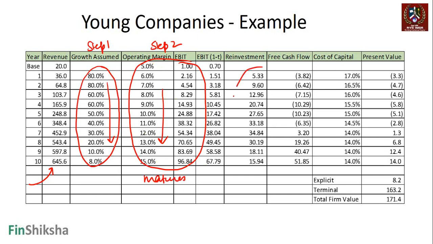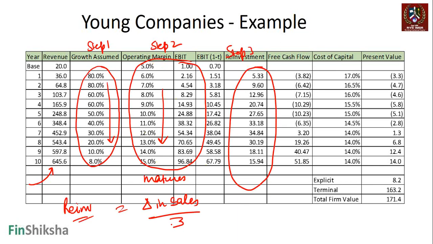Step three, we calculate reinvestment needs. How do we calculate reinvestment? Reinvestment here is equal to change in sales by 3. We have just taken an example. Usually you can take it from the industry averages. What's the typical reinvestment happening? That gives me step three. I look at the cost of capital. That's step four.